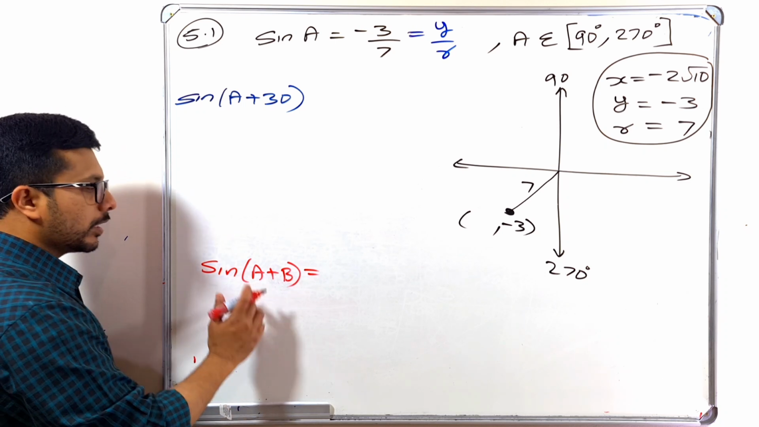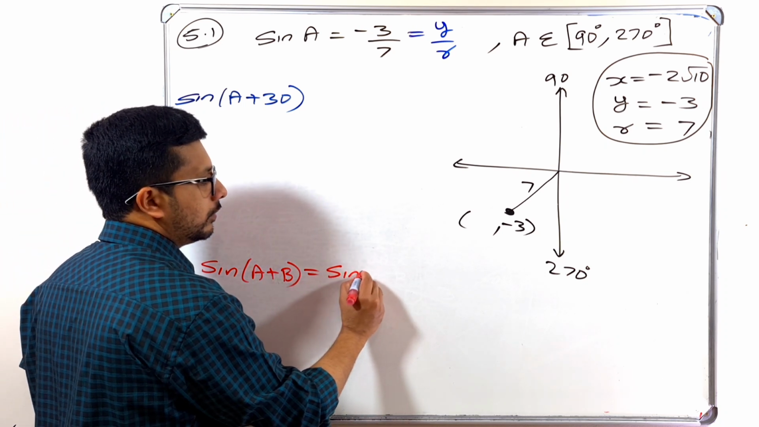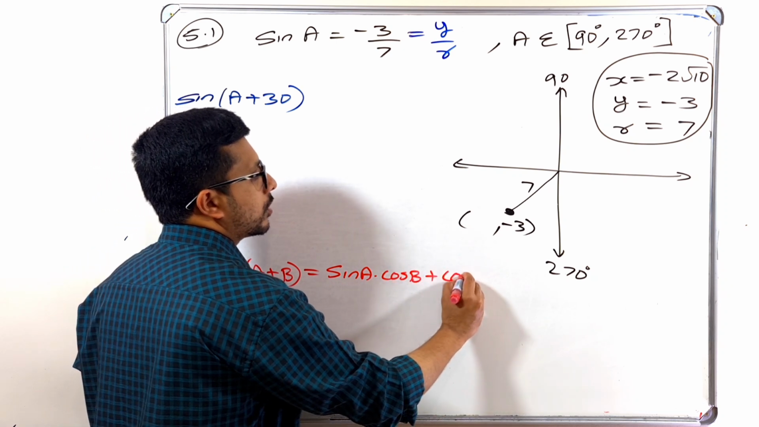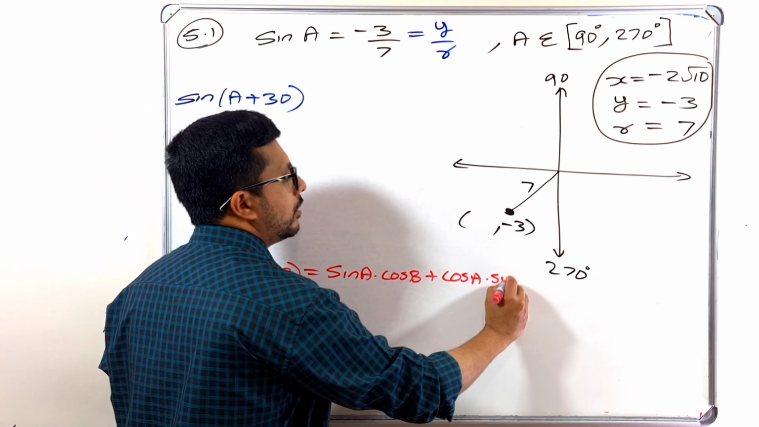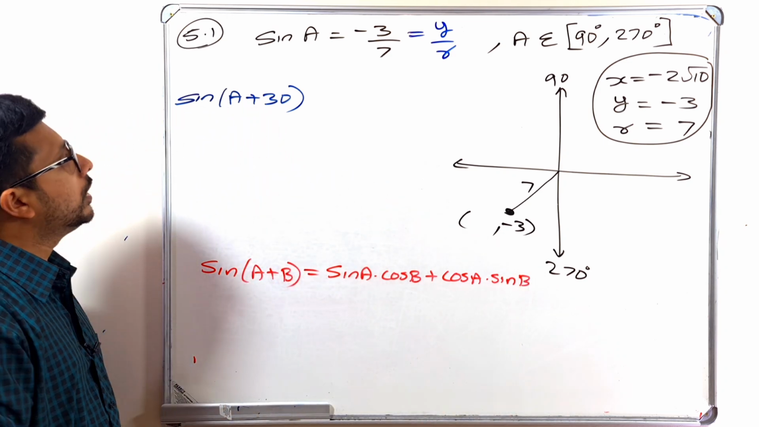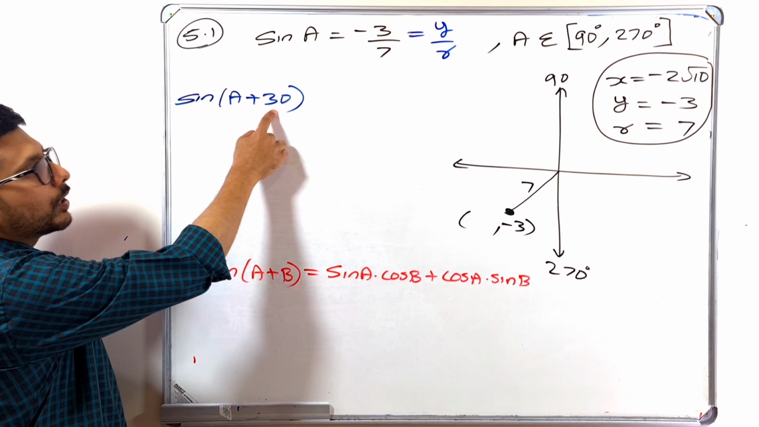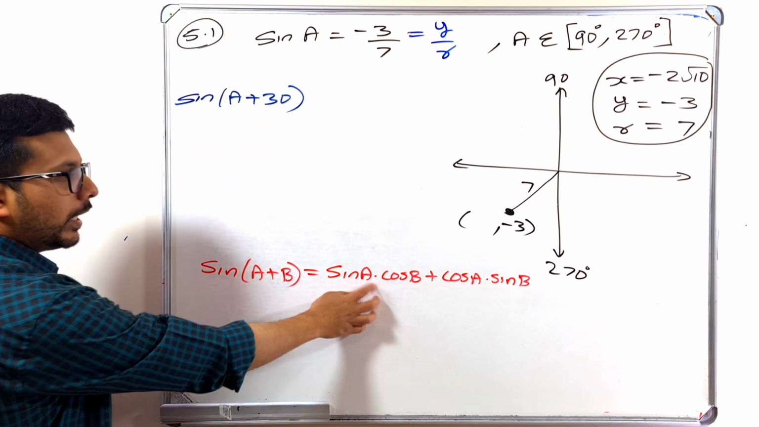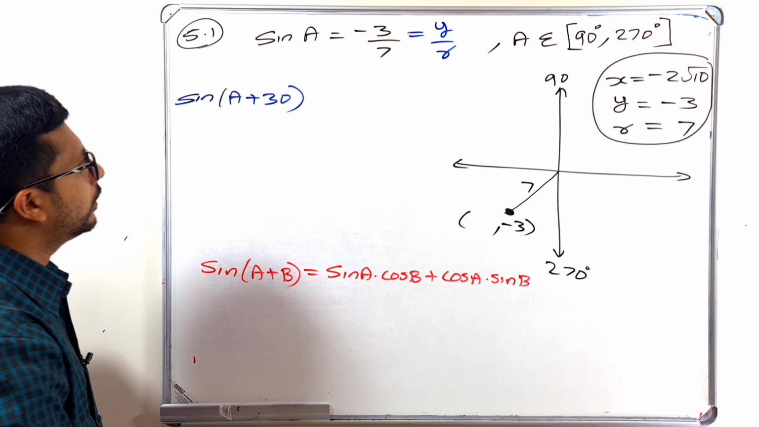So what is the expansion? Sine a cos b plus cos a sine b. This is the expansion of sine of a plus b. Here it is a plus b, where a is a and b is 30. So we can expand it like this.